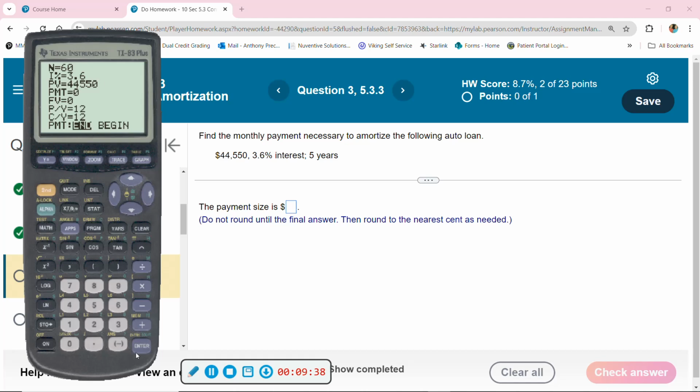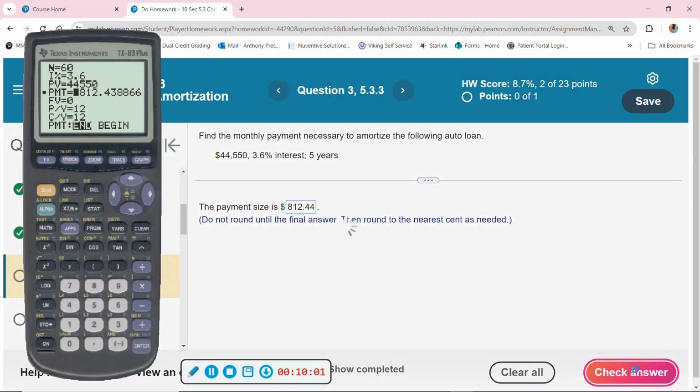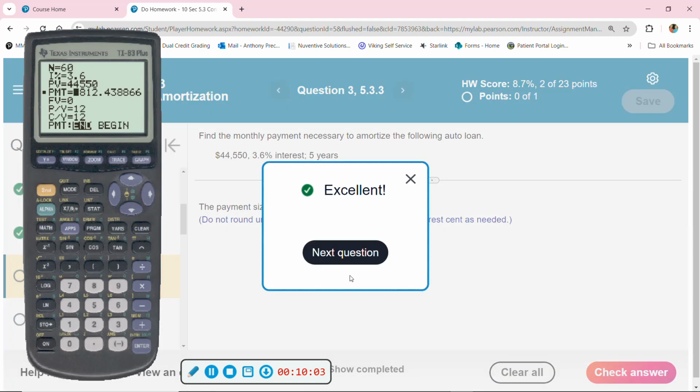Alpha, enter. So for this car loan, again, don't enter the negative. The negative just means it's a payment. That's what the calculator's doing. But for us, it's $812.44. In everyday life, you don't say your car payment is negative, but the calculator sure treats it like that.